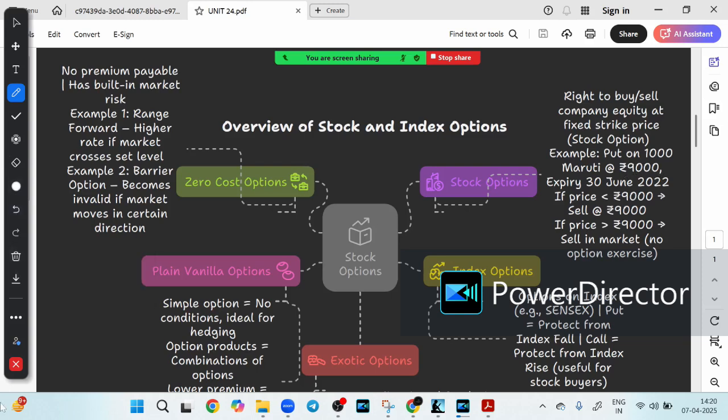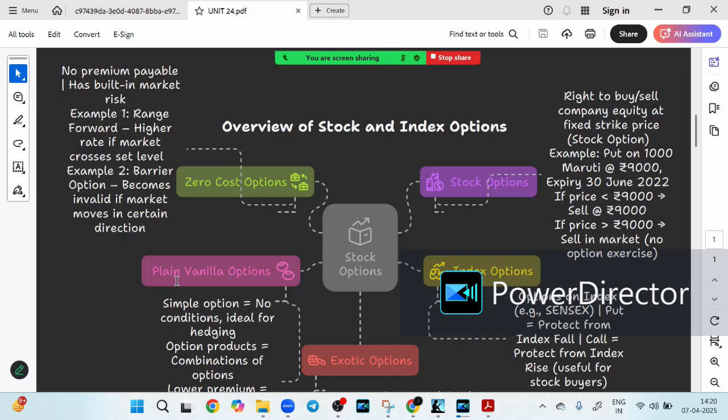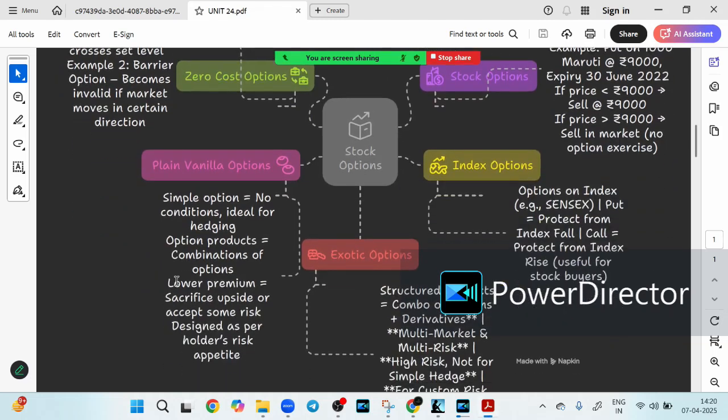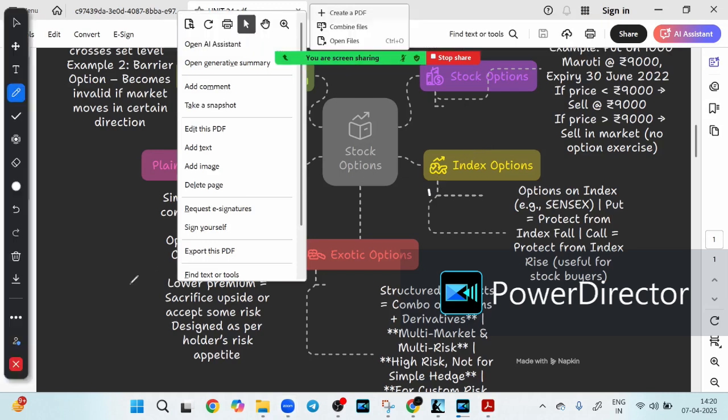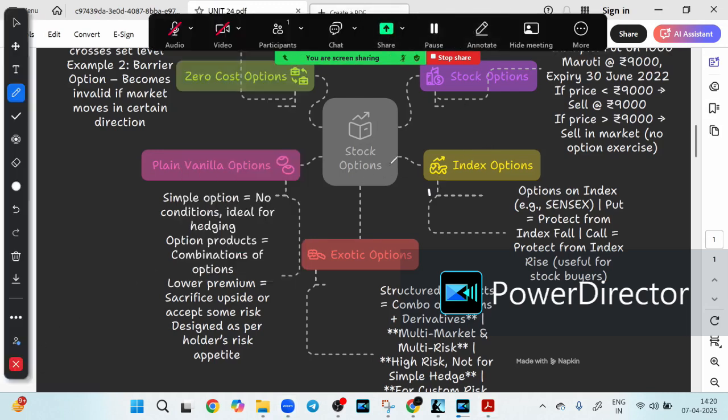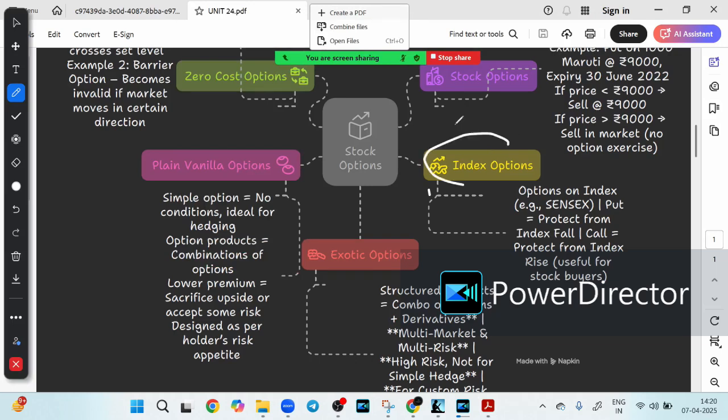So a put option helps you protect against market fall. In the case of index options, a put option helps you protect from a market fall, and a call option protects against an index rise. It is useful for a stock broker, a stock buyer, right? Those who need downside protection.